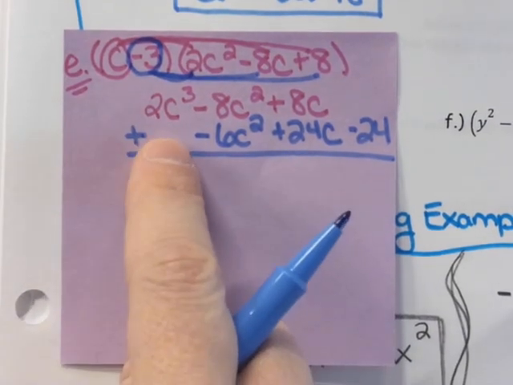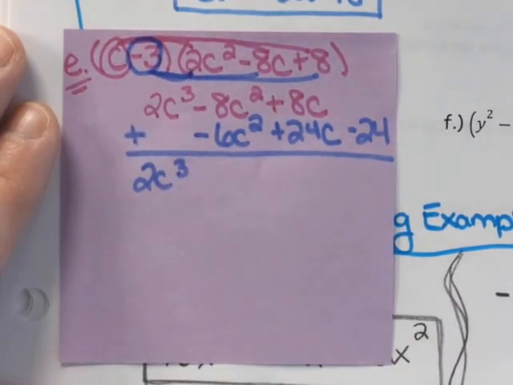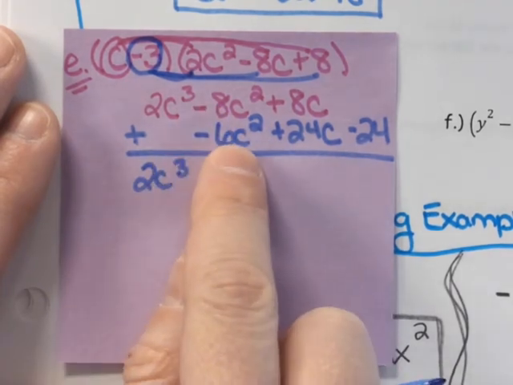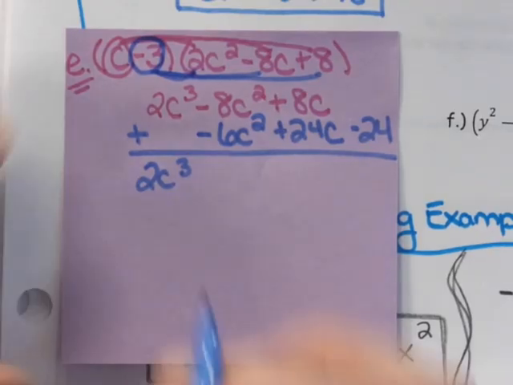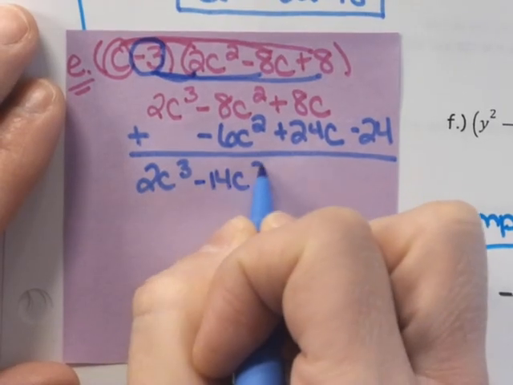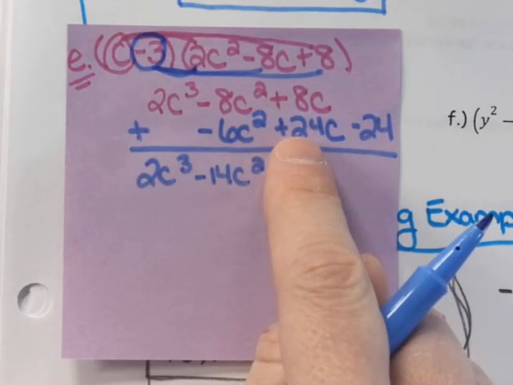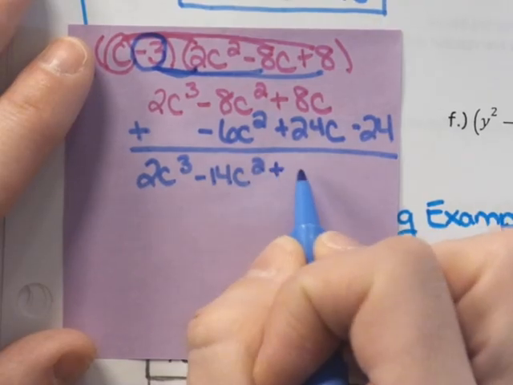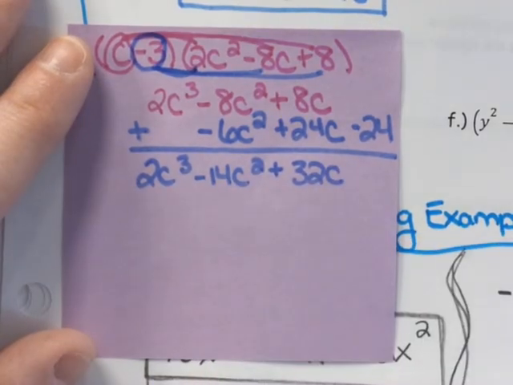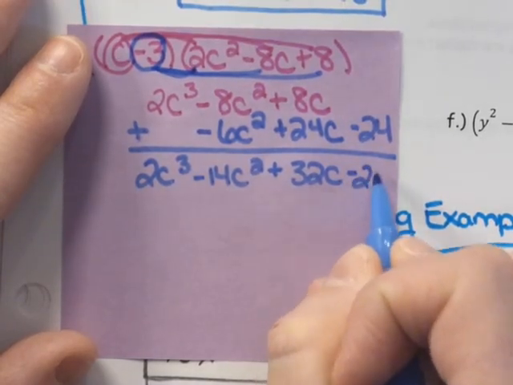Does C cubed have a buddy I can add to it? No, so it just says 2C cubed. -8 minus 6 more. Go to your calculator if you need to. Negative 14, -14 C squared. I have 8 C's and somebody gives me 24 more. How many do I have now? 32 C. That's a lot of C's. And then there's nothing to combine with the -24, so it's just going to stay.